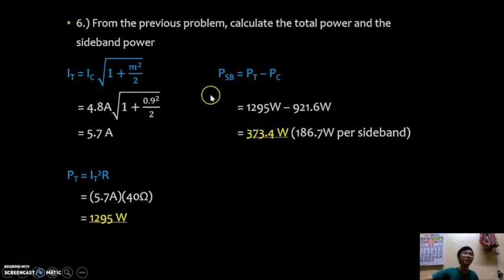Finally, P sub SB is equal to P sub T minus P sub C, which is the sideband power, which is equal to 1295 watts minus 921.6 watts, which is equal to 373.4 watts, which is the final answer. Note that because there are two sidebands, each of them gets 186.7 watts.